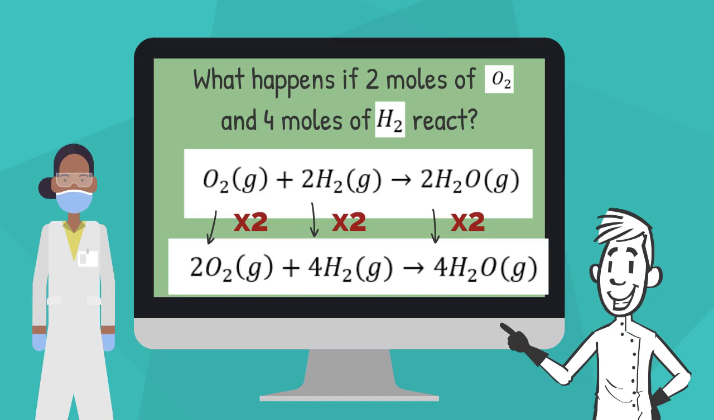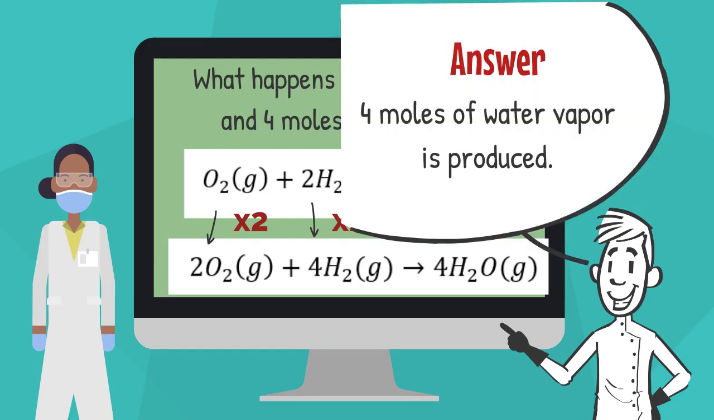So if we double the amount of oxygen reacting, then we need to double the amount of hydrogen reacting. And therefore, we're going to get double the amount of the water vapor. So if we double the moles of oxygen and use 2 moles, then we need 4 moles of hydrogen to react with it, and then we'll get double the product. Normally we would get 2 moles, but then we have to double the amount. So we end up with 4 moles of the water vapor.